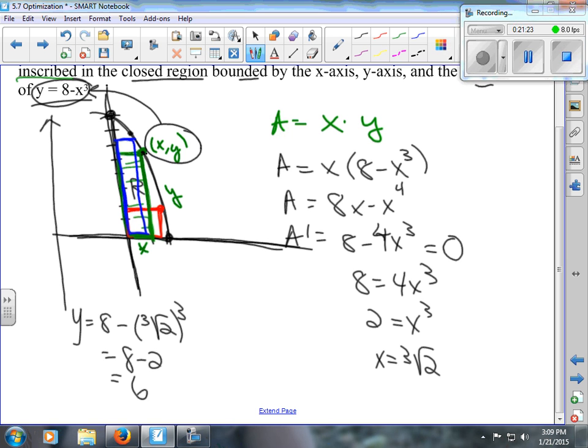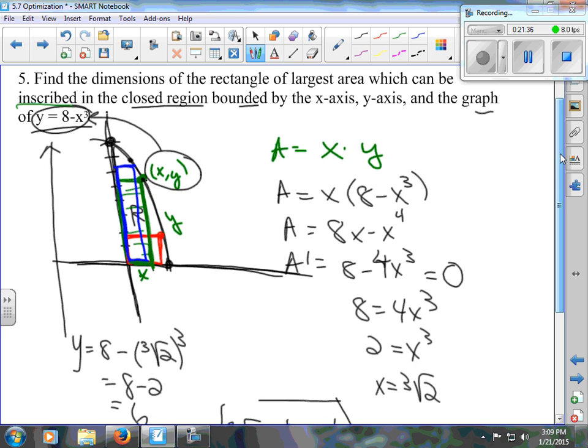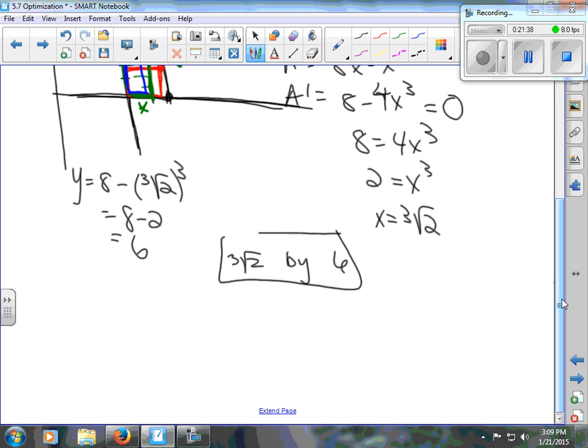So it turns out that a rectangle with cube root of 2 by 6 gives me the maximum area. Except, what did it ask for? Find the dimensions. So cube root of 2 by 6. That will give me the maximum area. And we are all done.